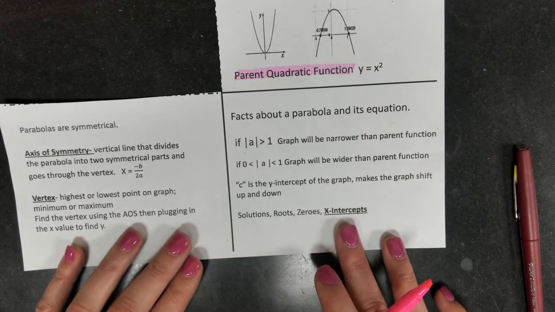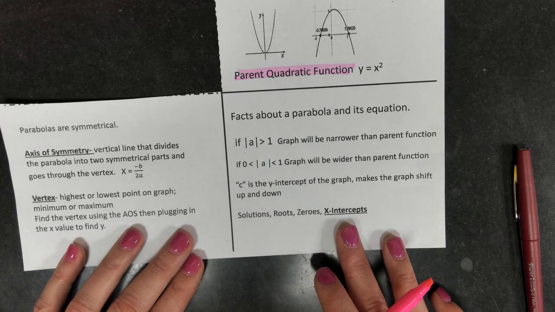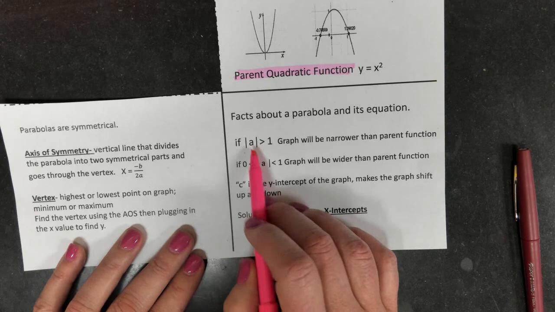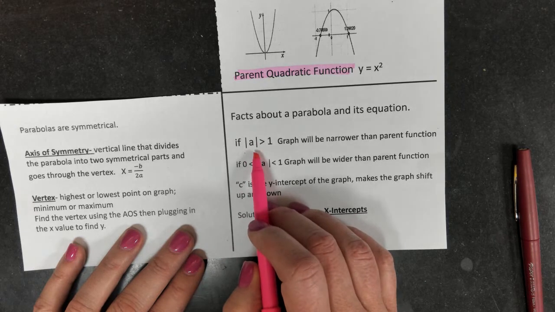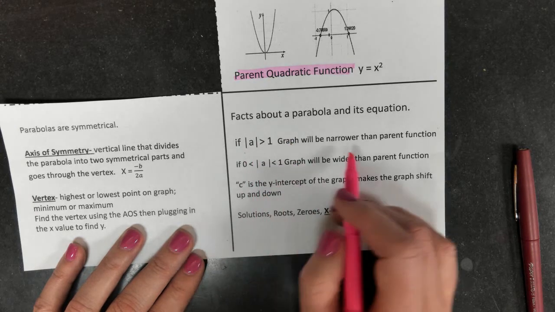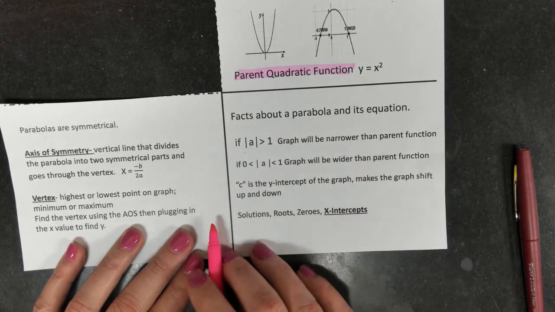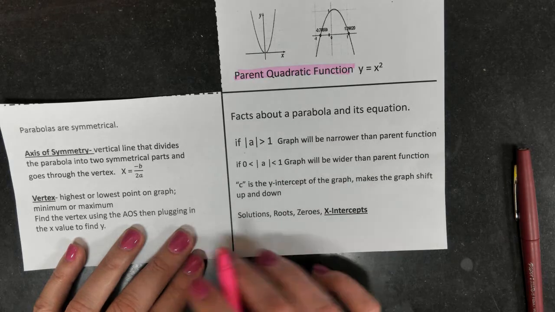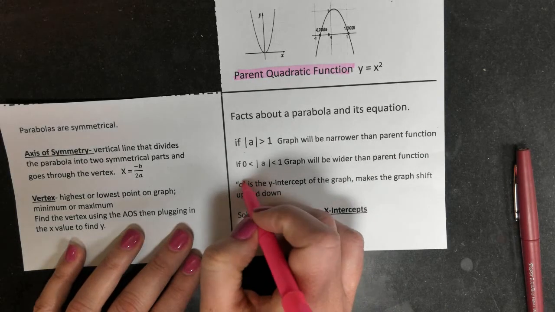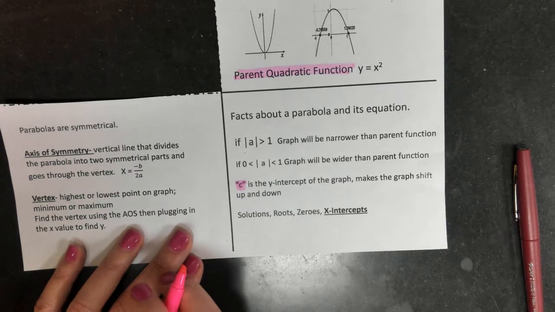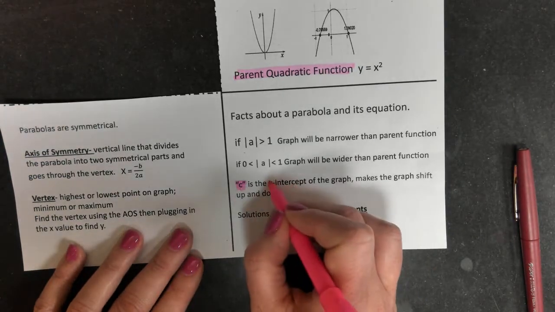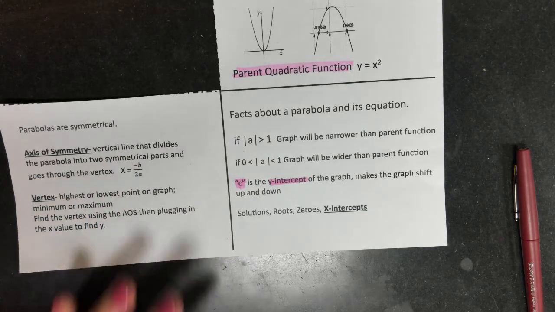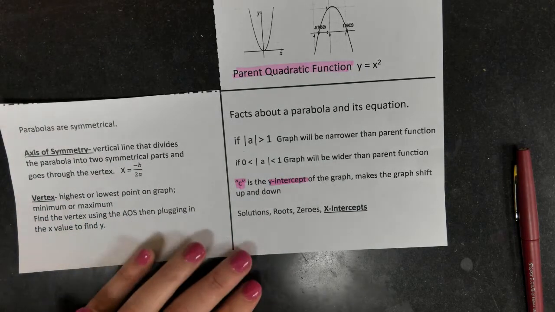Here's some facts about a parabola and its equation, and we're going to explore this further. We're going to see that if the absolute value of a is greater than 1, the graph is going to be narrower than the parent function. If it's in between 0 and 1, it's going to be wider. We're going to talk more later on that the c value in our quadratic function happens to be the y-intercept. And it obviously makes the graph shift up and down. But again, we're going to explore that more.